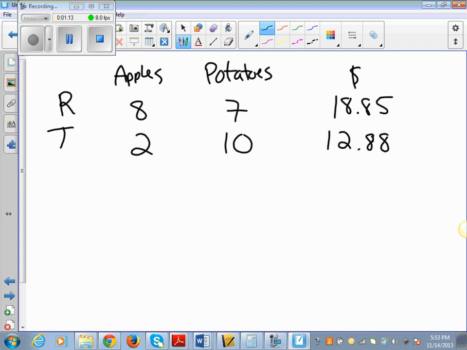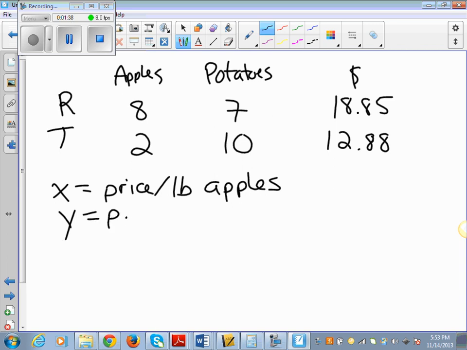So we can write these out as equations. It wants us to find what was the price of apples and potatoes per pound. So let's define our variables. Let's make x the price per pound of apples, and then we'll make y the price per pound of potatoes.